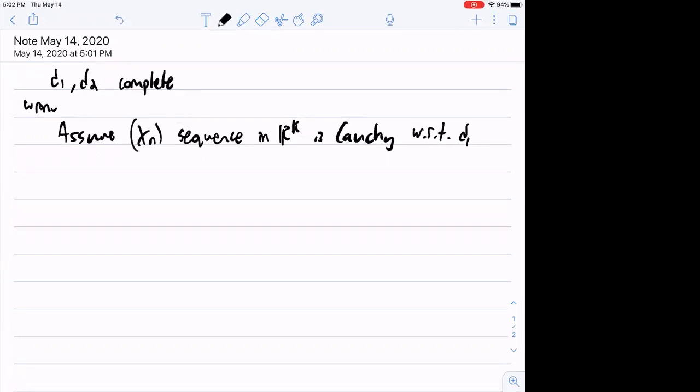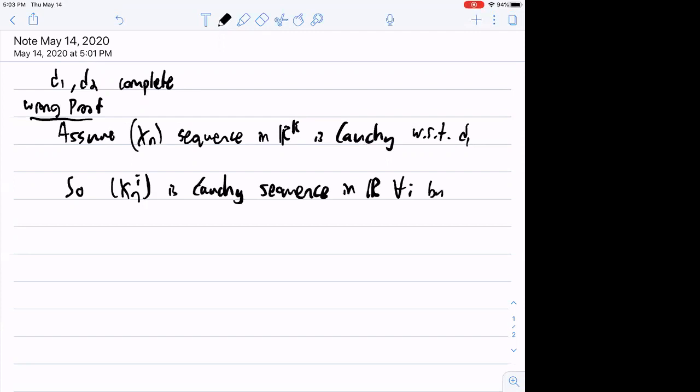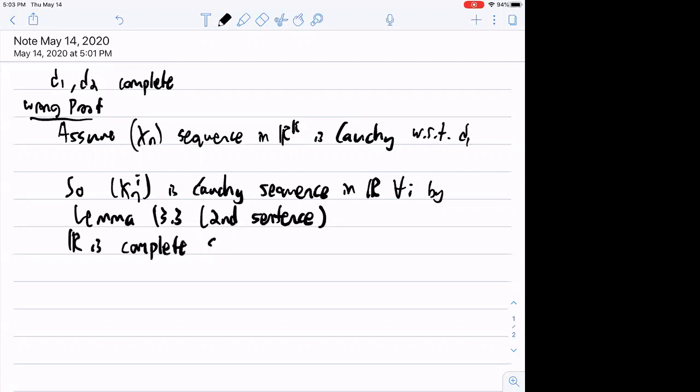So let me just write "wrong proof." You'll sort of see why. x_n^i is a Cauchy sequence in R for all i, by Lemma 13.3 second sentence, right? And we know R is complete, right? So each x_n^i converges by definition. Complete means every Cauchy sequence converges, right?